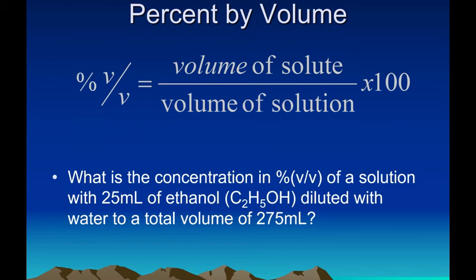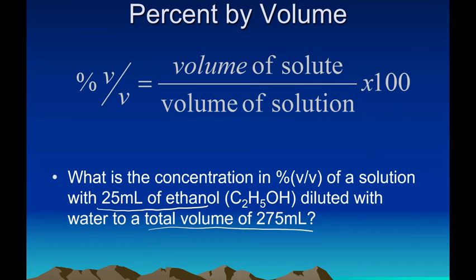And then we have our percent by volume, and this is our last one. Percent by volume is the volume of the solute divided by volume of solution times 100. And again, if this looks familiar, it should, because instead of using mass like we did in mass percent, we're using volume in volume percent or percent by volume. Okay, so what is the concentration in percent V over V, or the percent volume of a solution with 25 milliliters of ethanol diluted with water to a total volume? So total volume is our volume of our solution of 275 milliliters.